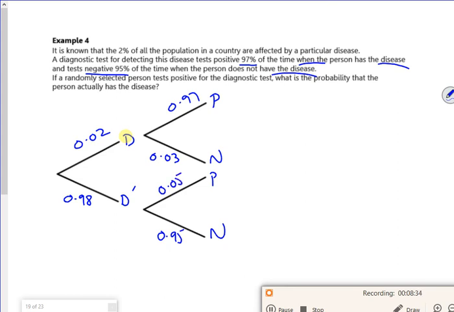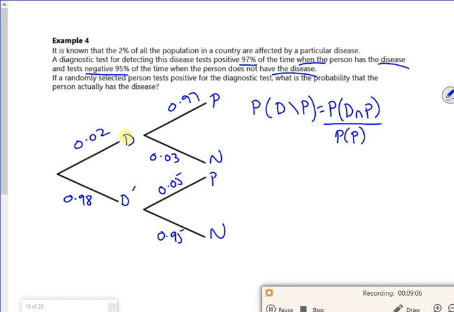So I'm just getting the right info there. It says if a randomly selected person tests positive for the diagnostic test, what's the probability that they actually have the disease? Right, so what would be the probability that I have the disease given that I tested positive? So that would be the probability of having the disease and being positive out of all the people who are positive.